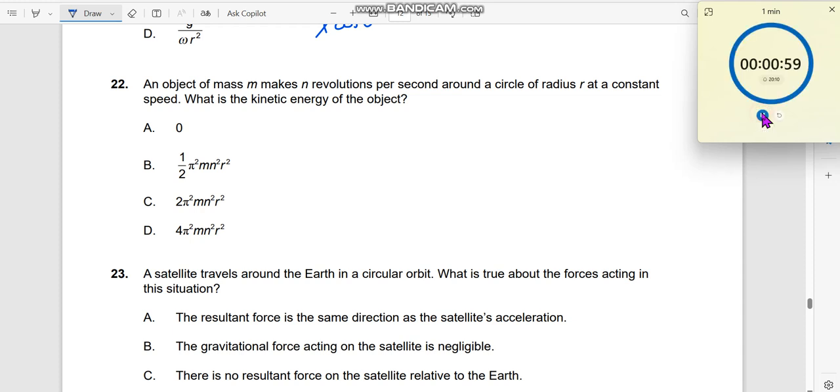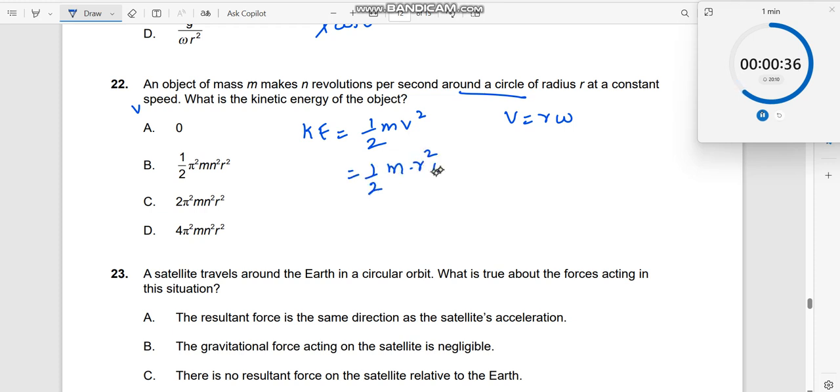Question number 22. An object of mass m makes n revolutions per second in a circle of radius r at a constant speed. What is the kinetic energy? The moment you say kinetic energy, I can write this as equal to half mv square. And since it's moving in a circle, I know that v is equal to r omega. I can substitute this and write half m into r square omega square.